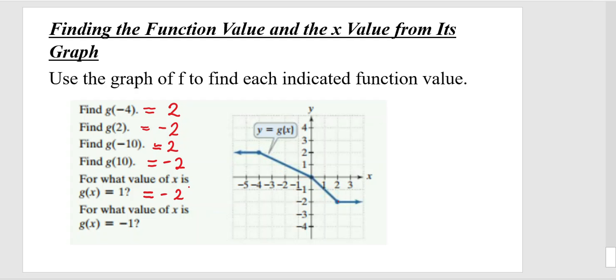Okay, and then for what value of x is g of x negative 1? g of x is negative 1. Here's your negative 1, and we see that on the positive 1, x. Therefore, the answer is 1.